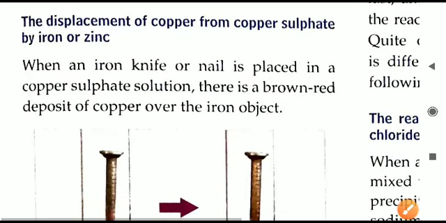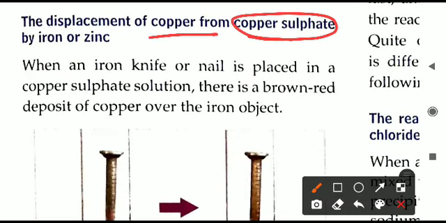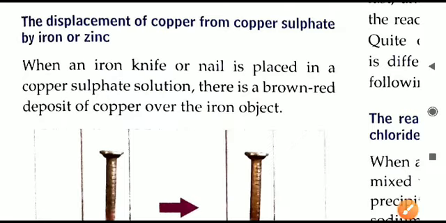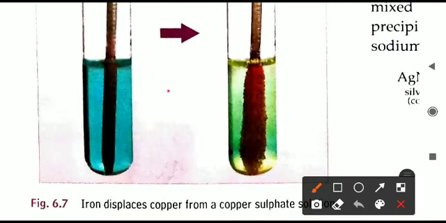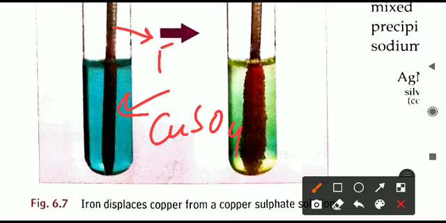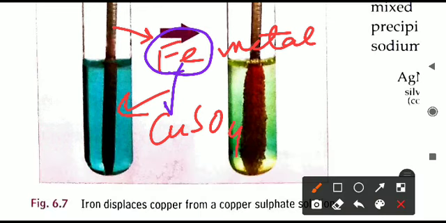The next reaction is also displacement, of copper from copper sulfate by iron. If we take a solution of copper sulfate, this blue colour solution that you are seeing in this photograph, it is copper sulfate, and they have taken an iron nail here. Iron is a metal, an iron nail. This metal iron is more reactive. Iron is more reactive than copper. So iron will move toward copper and remove it from its place.